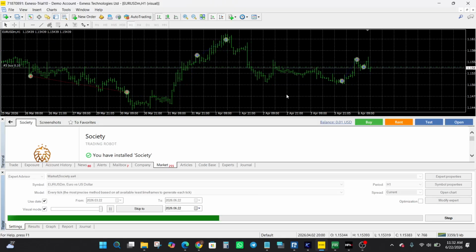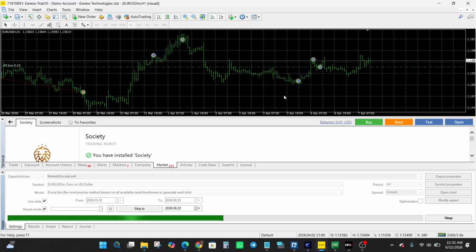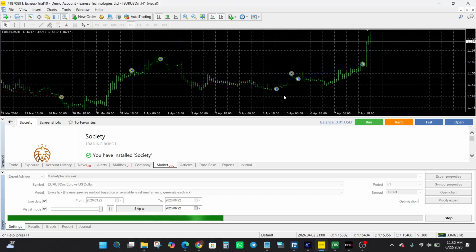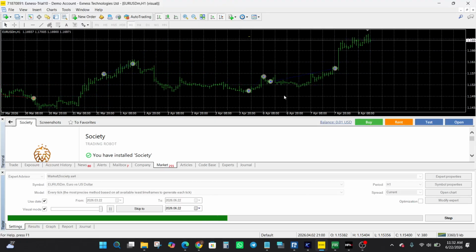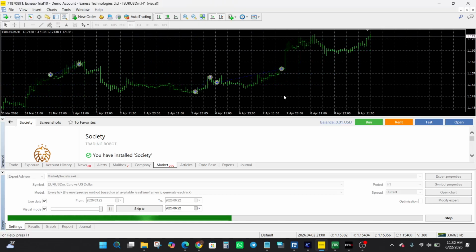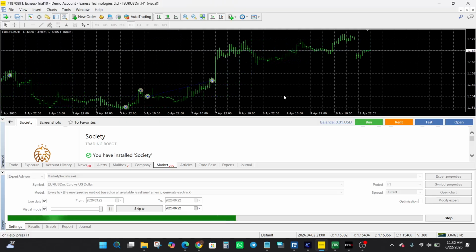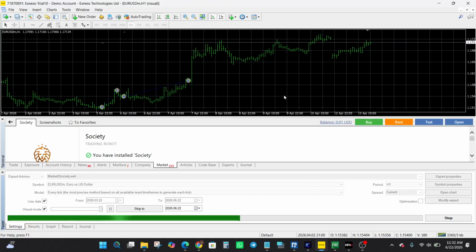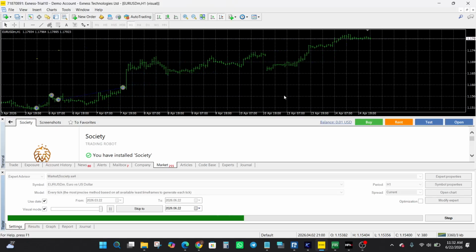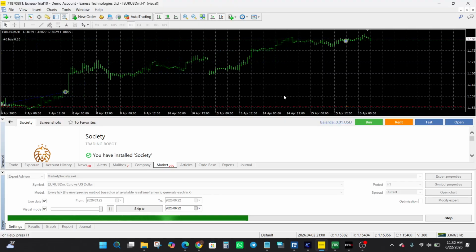Overall, Society EA for MT4 positions itself as a trend-oriented automated trading system designed for long-term operation across multiple currency pairs on the H1 time frame. The absence of martingale-style position sizing, the inclusion of volatility filtering, and the focus on trend conditions are all key aspects highlighted by the developer. As always, before considering any live deployment, I would recommend thoroughly testing the EA yourself, evaluating its behavior on the recommended pairs, and optimizing the settings based on your own risk tolerance and trading objectives.